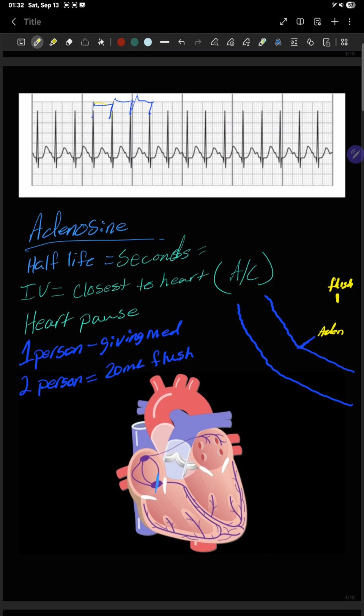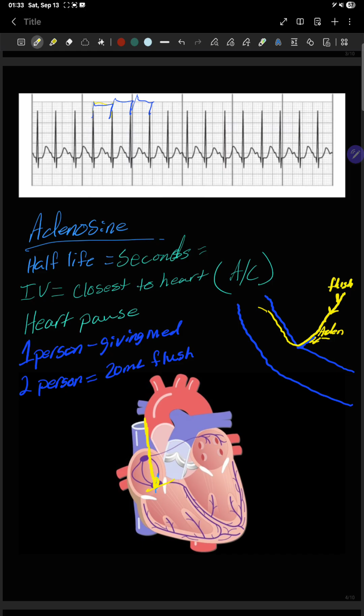On the tubing that we had, we always had to clamp it before we sent it. So I'm going to be clamped. I'm going to send it. As soon as that's flying in, and I mean rapid push, you're giving it as fast as you possibly can. Once you're giving it, your flush guy is going to send that 20 ml flush as hard as they can, and it's going to push that med up, and we're going to dump it right into here. And we're going to hit that AV node. We're going to cause that block.